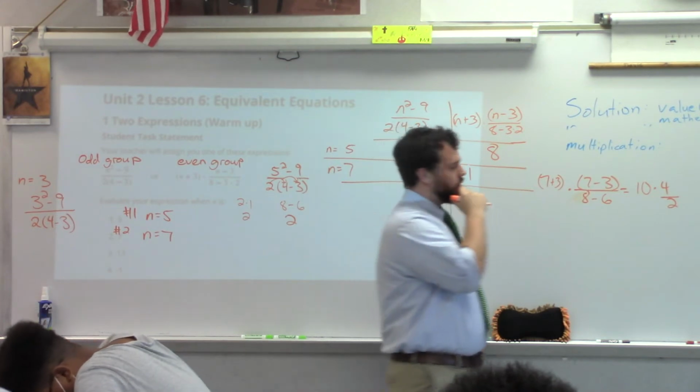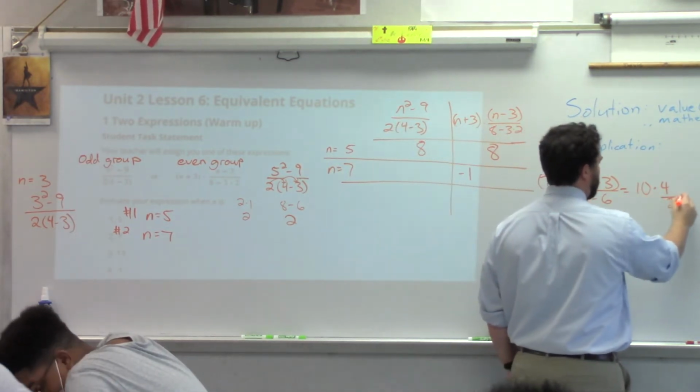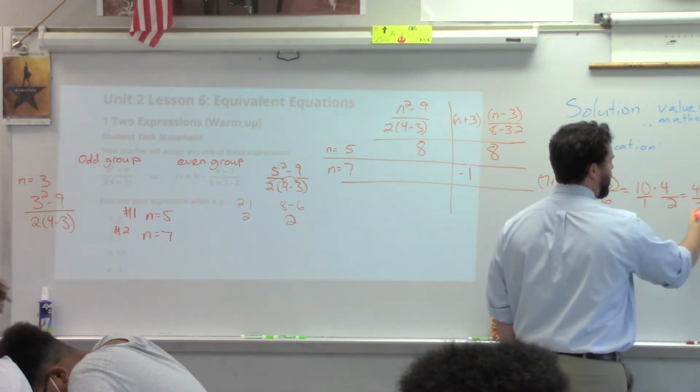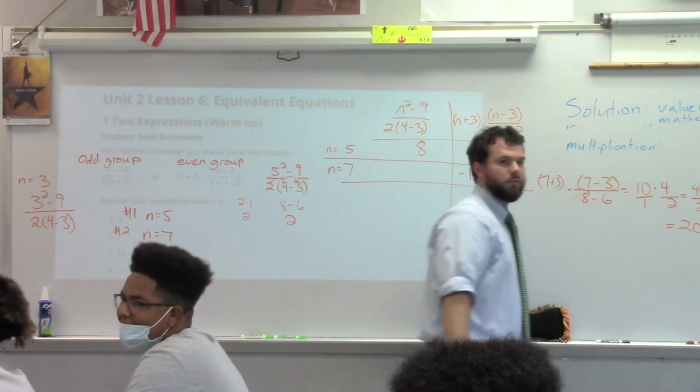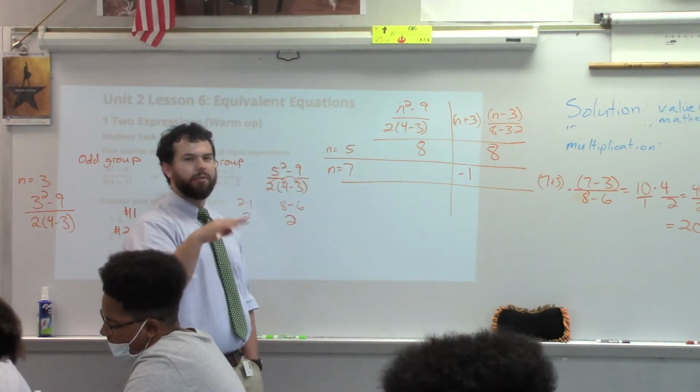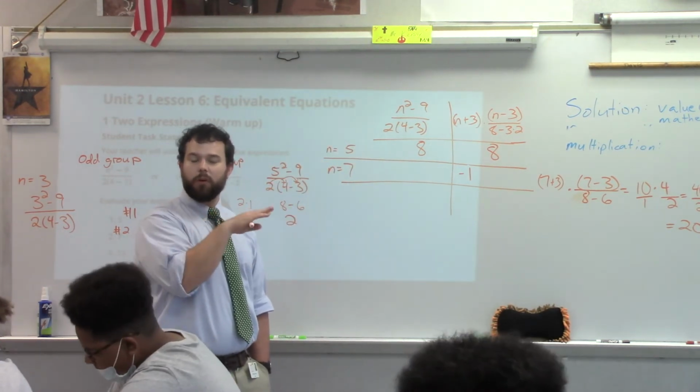10 times 4 divided by 2, which is 20. So 40 divided by 2, which is 20. You good with that, Claire? So you had most of the ideas right, and that's why I always want to go back through these to see where those mistakes were. And this is important, y'all.